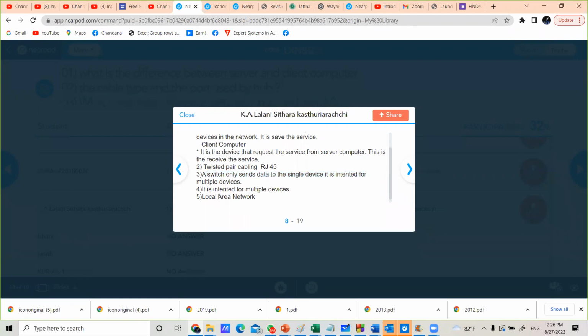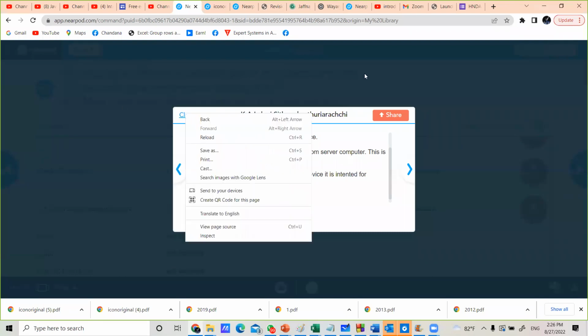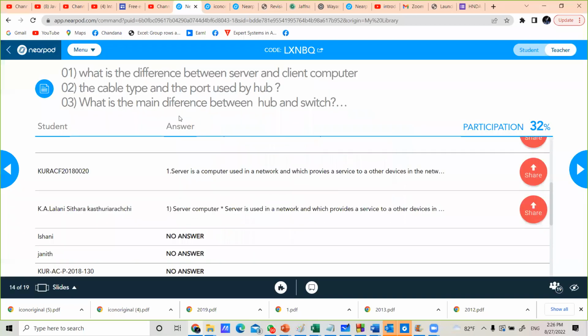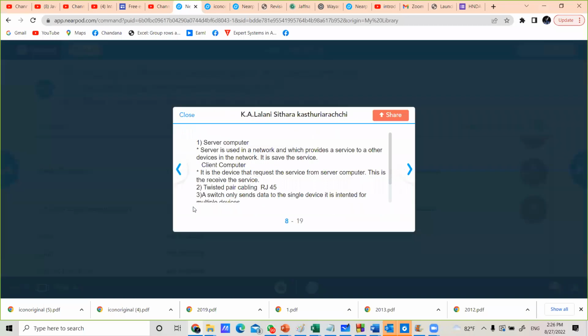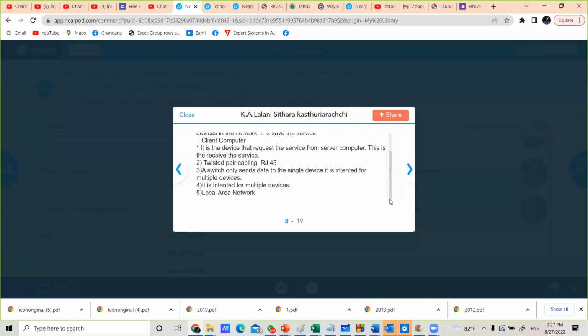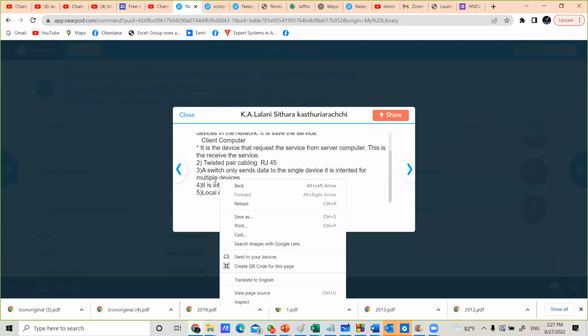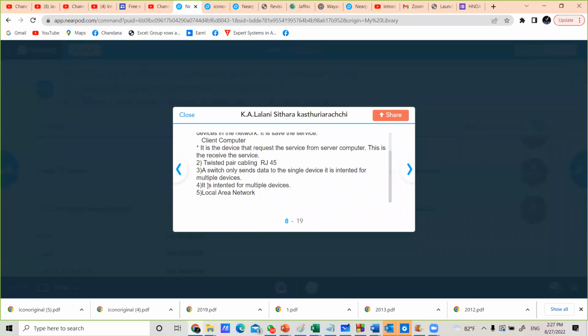Right. Question number 4. It is intended for multiple devices. Why does it say active? The question is why a switch is called active. But you say the switch is active, yet you say it is intended for multiple devices. That's a wrong answer, that's not correct. Why are switches active? It uses software.